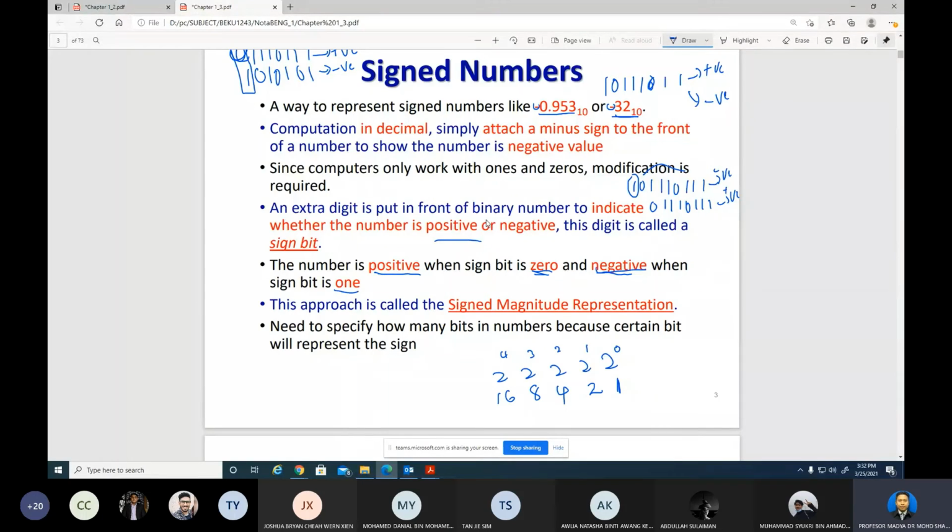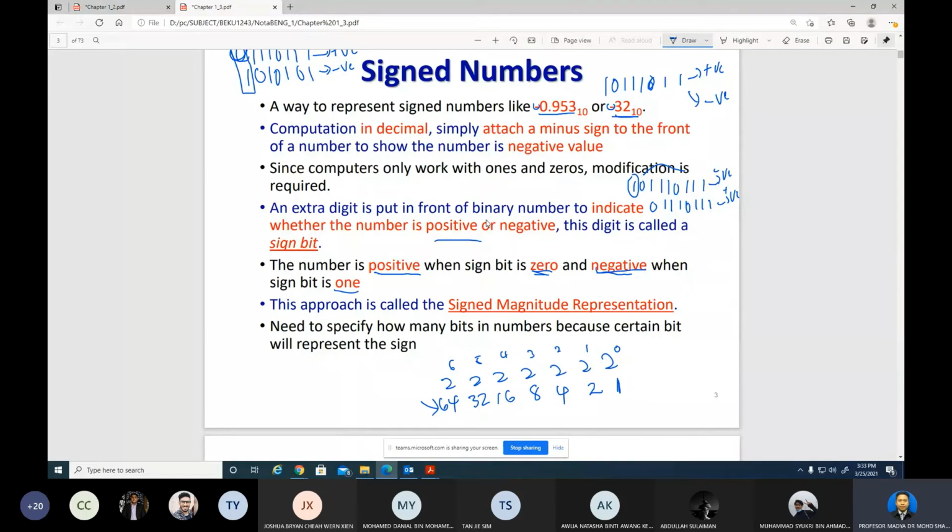That's why you can see on our pen drive or hard disk, they have 1 gig, 2 gig, 4 gig, 8 gig, 16 gig, 32 gig, because it is based on 2. For example, 2 to the power 5 is 32 gig, and the next, 2 to the power 6, is 64 bits. You can see how important the bits are.